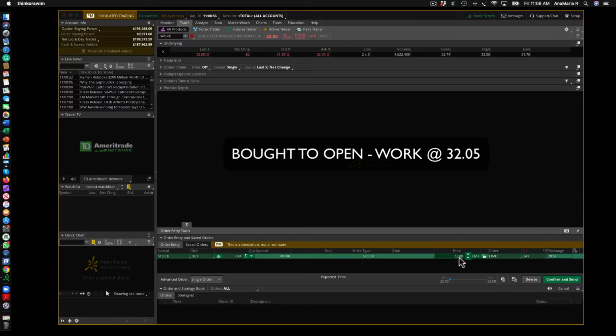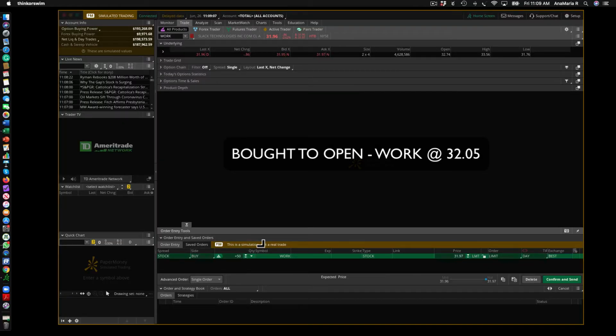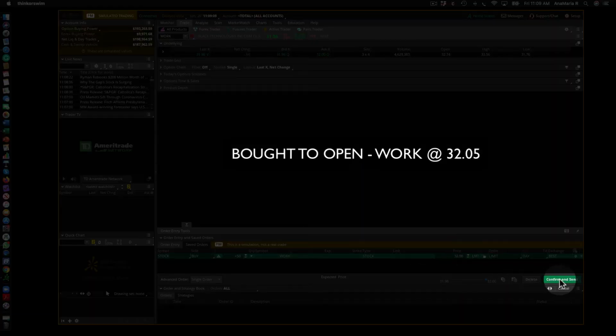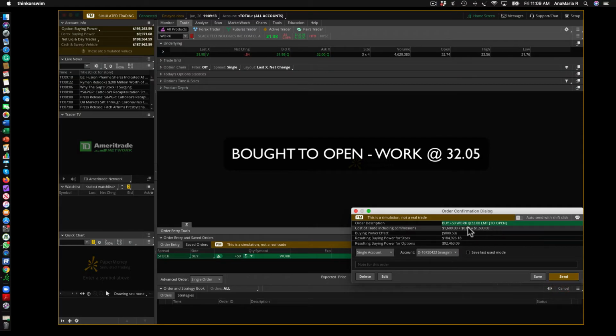So right now it's at 32, as we have spoken. It has increased a little bit, 31.97. So all of this is correct. I'm making sure this is a simulation, not a real trade. I hit confirm, and it tells me that I'm buying 50 WORK at 32.